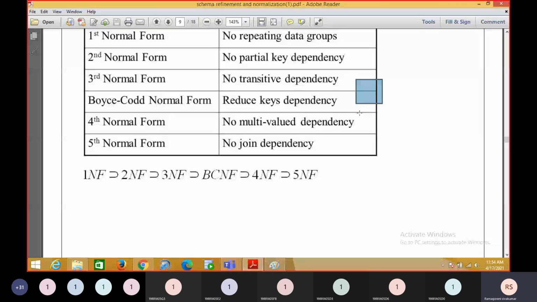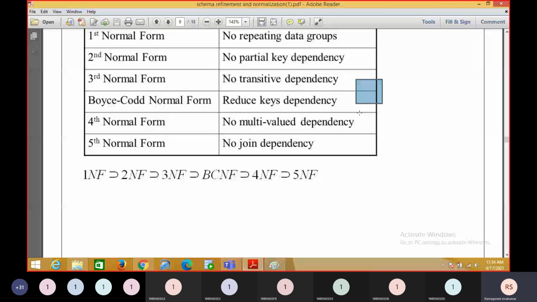Okay. And first normal form, second normal form, third normal form, and Boyce-Codd normal form. Third normal form completed, right? Okay. Next, Boyce-Codd normal form we completed now, and next we can discuss fourth normal form.